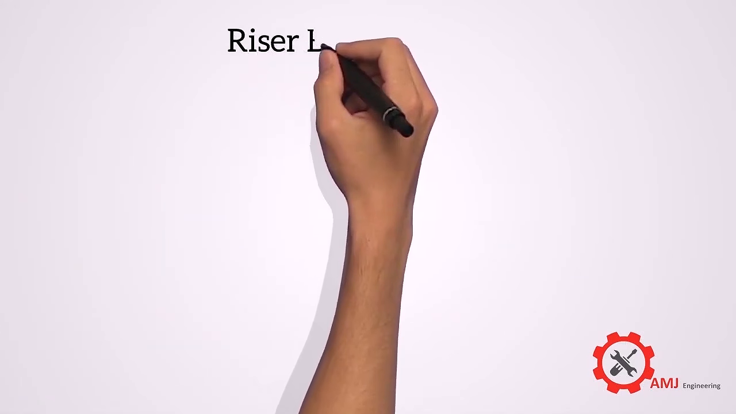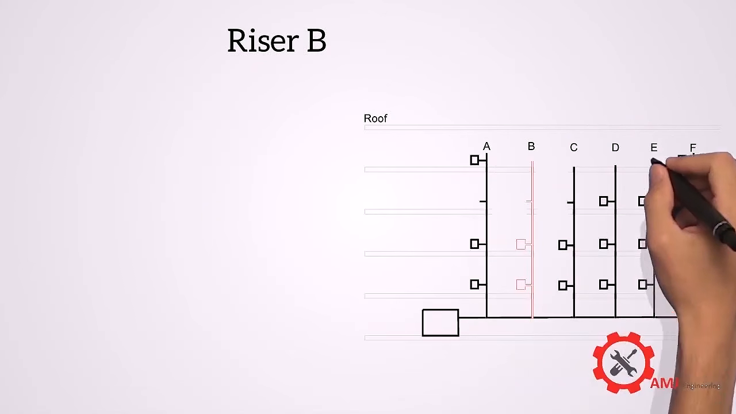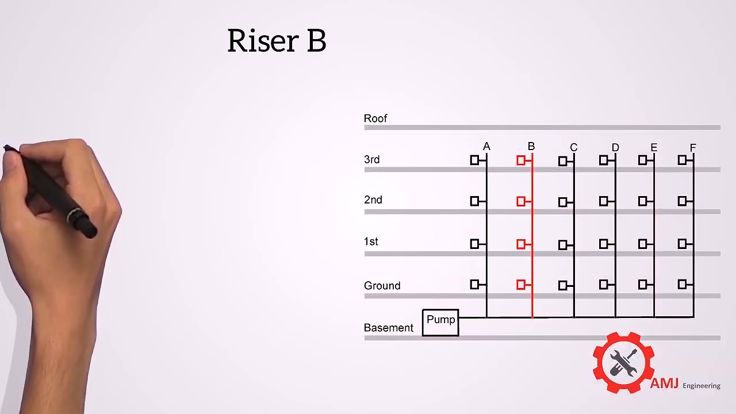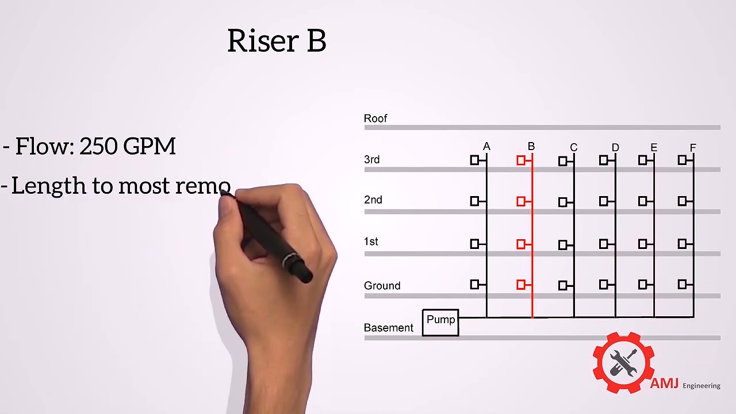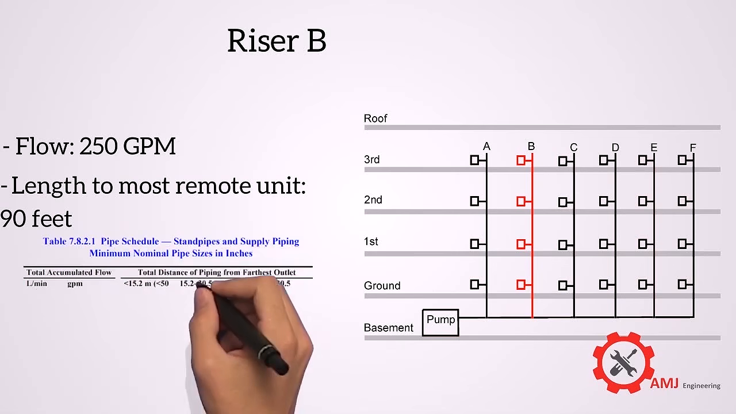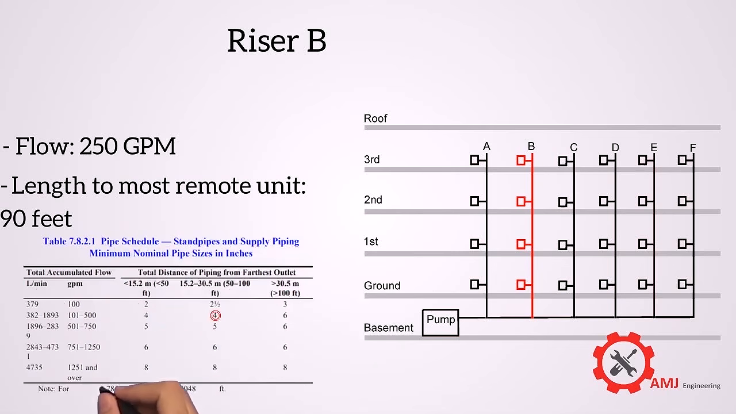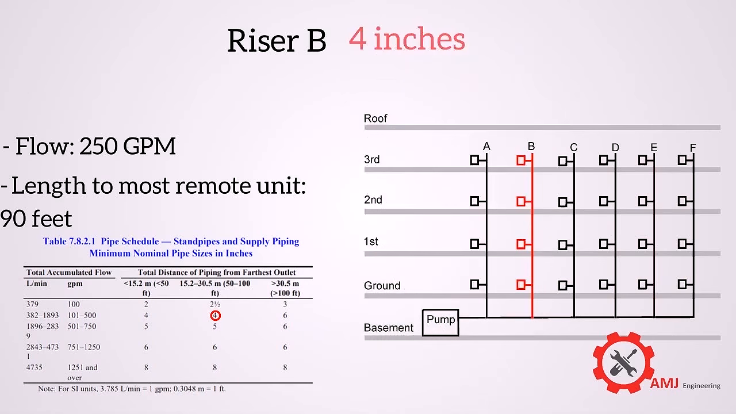For riser B, the flow is 250 GPM. The length to most remote outlet on riser B is 90 feet. So from the table the required pipe size is 4 inches.